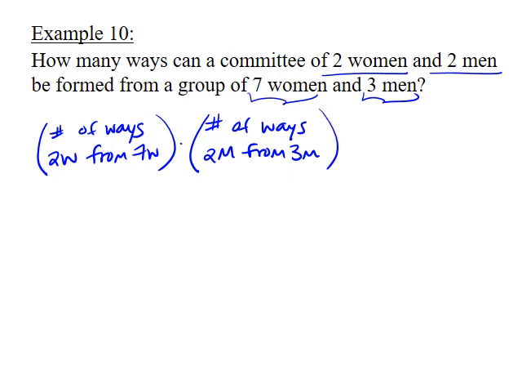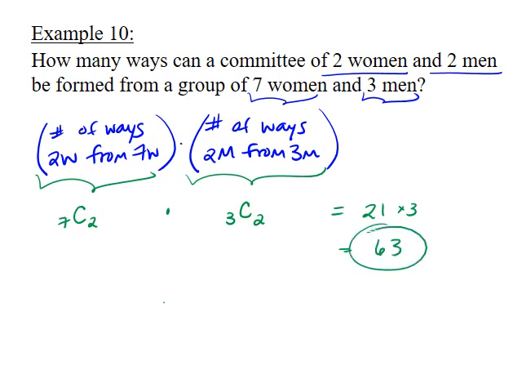Now, the order in which these men and women are chosen doesn't matter. So we're going to do this piece and then this piece. From the 7, we are going to choose 2. And from the 3 men, we are going to choose 2 of those. You do have a button in your calculator for this. This result will be 21 times 3, which is 63 ways. So there are 63 ways that this committee can be formed, given this information.